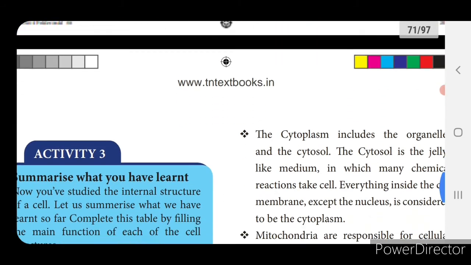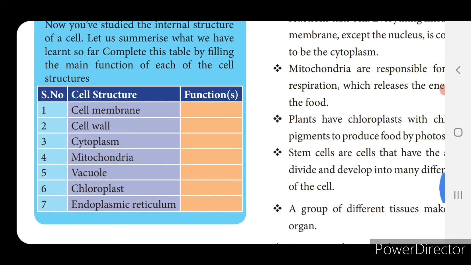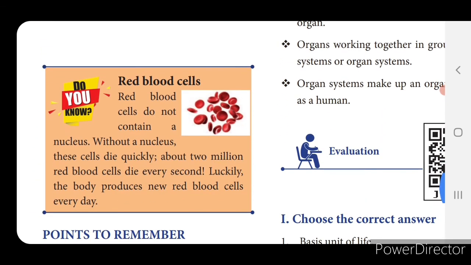Okay children, the next one. You can summarize all the things we have seen: the cell structure and also the function. Cell membrane, cell wall, cytoplasm, mitochondria, vacuole, chloroplast and endoplasmic reticulum. Here they have given information about red blood cells. Red blood cells do not contain a nucleus. Without a nucleus, these cells die quickly. About 2 million red blood cells die every second. Luckily, the body produces new red blood cells every day.